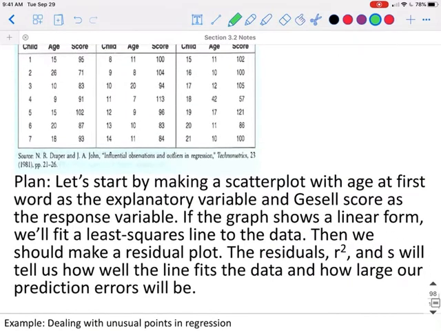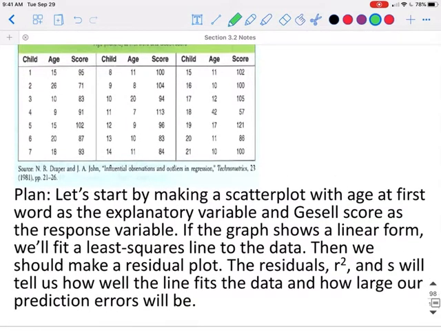So for our plan, we can start by making a scatter plot where the age at first words is the explanatory variable, and their Gesell score is the response variable. If the graph shows a linear form, then we can do the least squares line, and we can do all of our calculations to find the residual, r squared, and s to see how well it'll do at predicting.